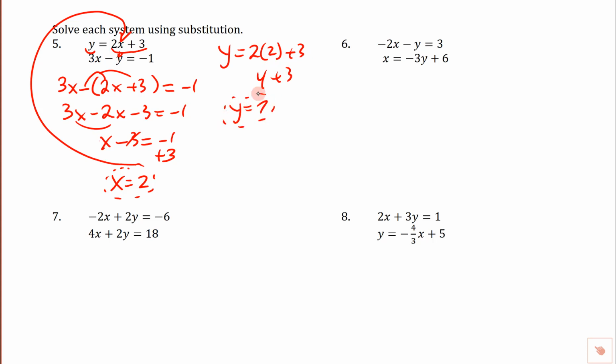Now we want to make sure that we write the answer down in the correct form, remember. So we're going to write it down as an ordered pair. So this is going to be the point 2, 7. We're going to circle that, and we're finished with that one. We've shown enough work for everybody there.